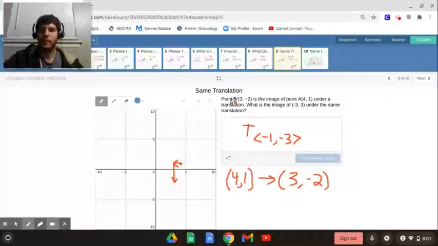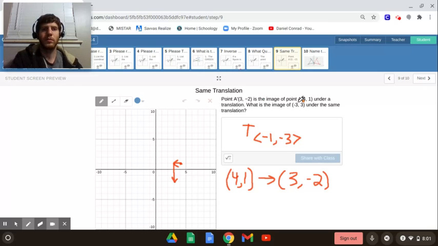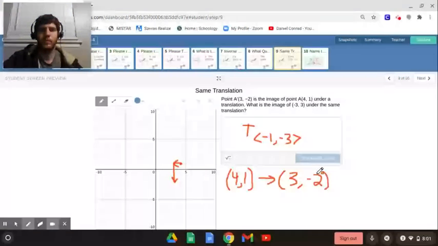So again, and on the test, don't mess up. You're going from A to A prime. So you're going from 4, 1 to 3, negative 2. Don't switch it around. You're going from A to A prime. A prime is the image of the point, right? The pre-image is the original, and you're going from the pre-image to the image. So you're going from 4, 1 to 3, negative 2.